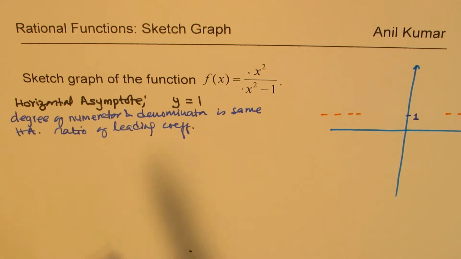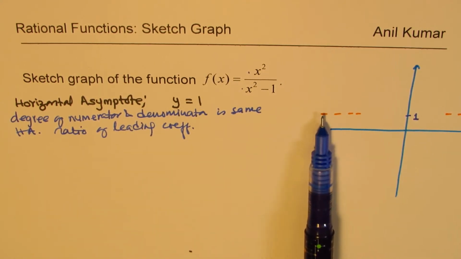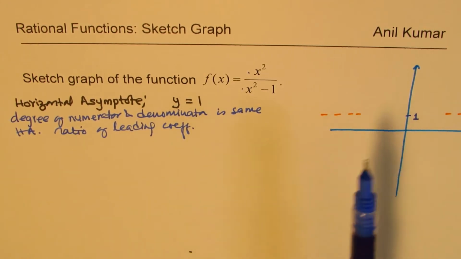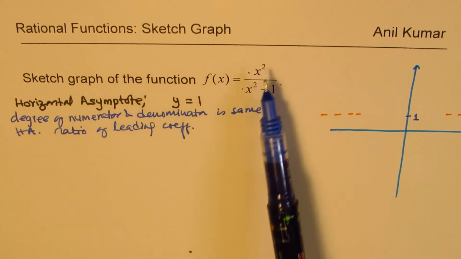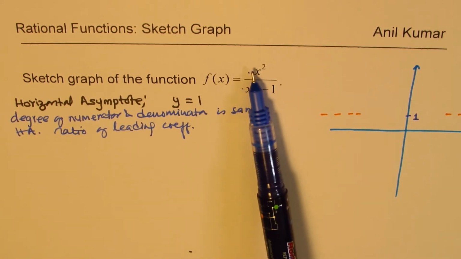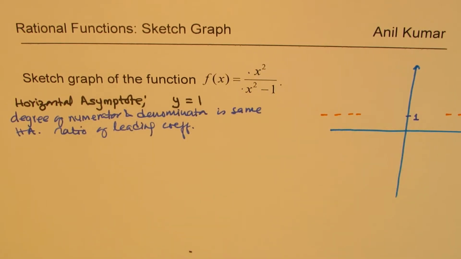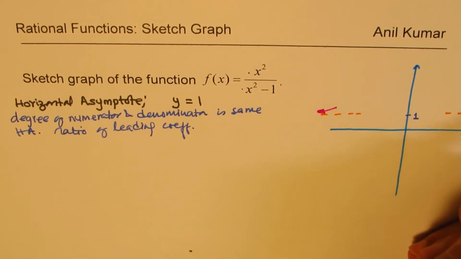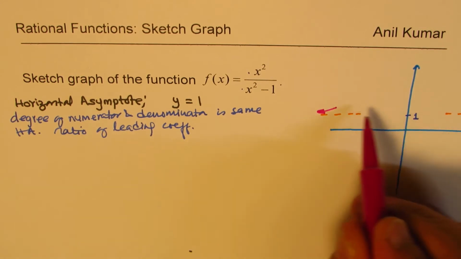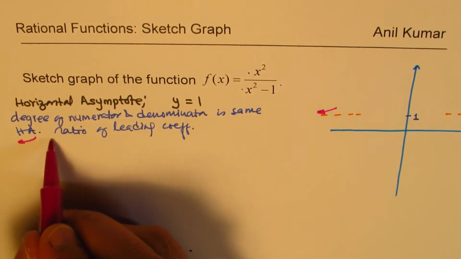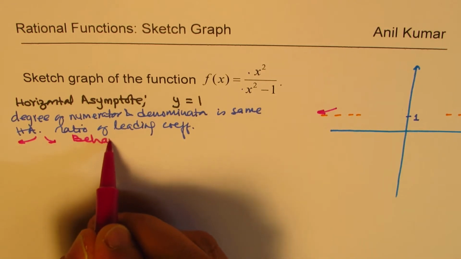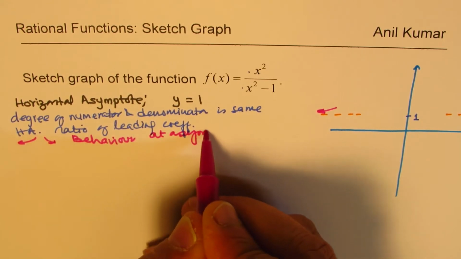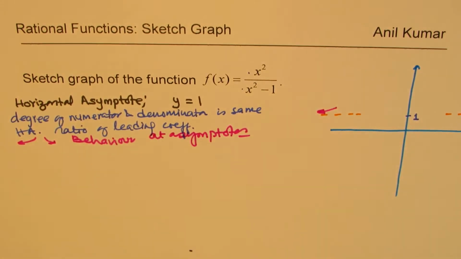When I say horizontal asymptote, that means the function is going to approach this as x approaches negative infinity and approach that when x approaches positive infinity. Let's look into the behavior. Now, if I have a large value here, both are positive, right? Squaring will make them positive. That means in both cases, we are approaching from the top, correct? So that is how we are approaching. That's very important. That's the behavior near the asymptote, right? So what I'm showing here is the behavior at asymptotes. Is that clear to you?